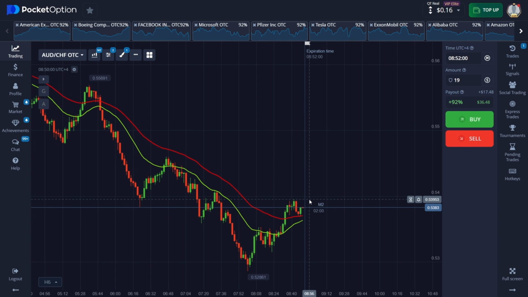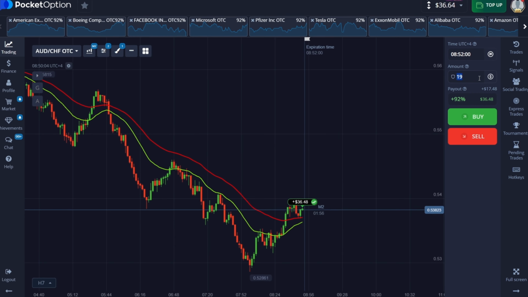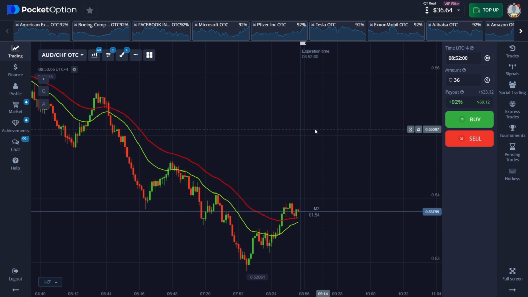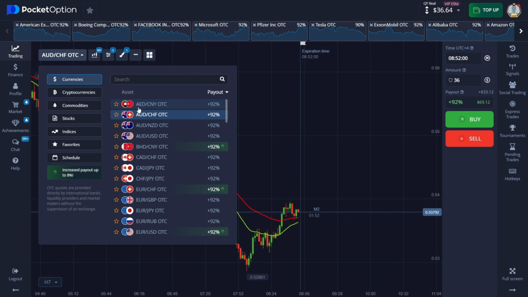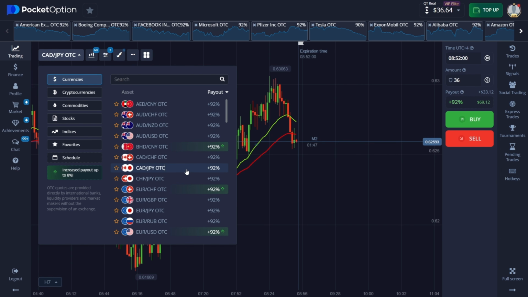With just a few seconds left, we won our second trade of the compounding session. Now, my balance is $36. Let's find a trade for $36. On currency pairs, I found a trade on CAD CHF. If the current candle closes near the moving average, we can try the downside move.